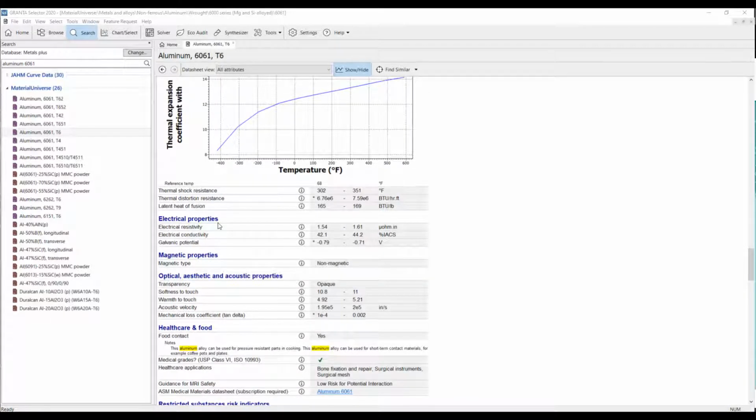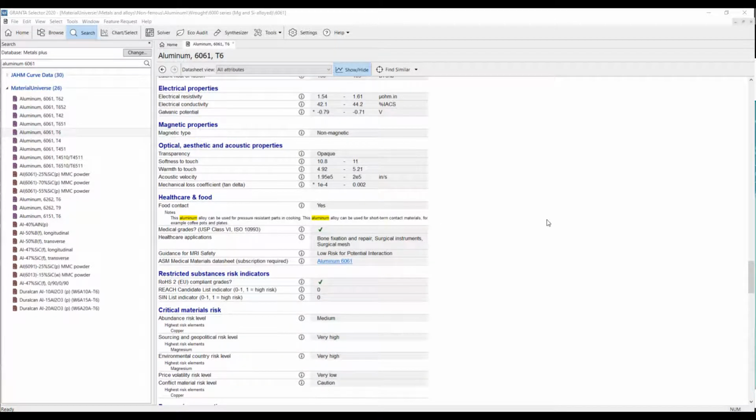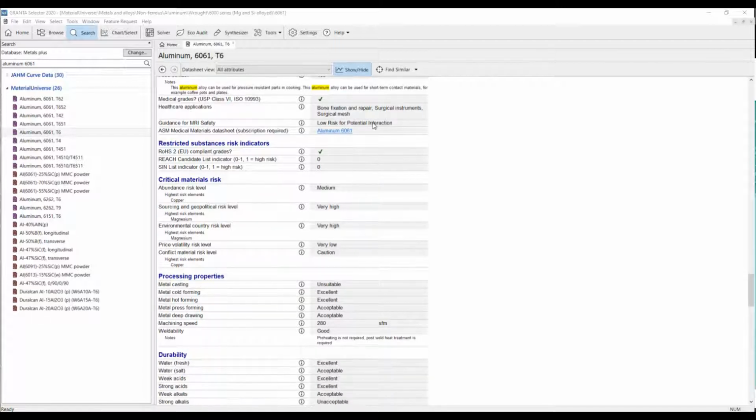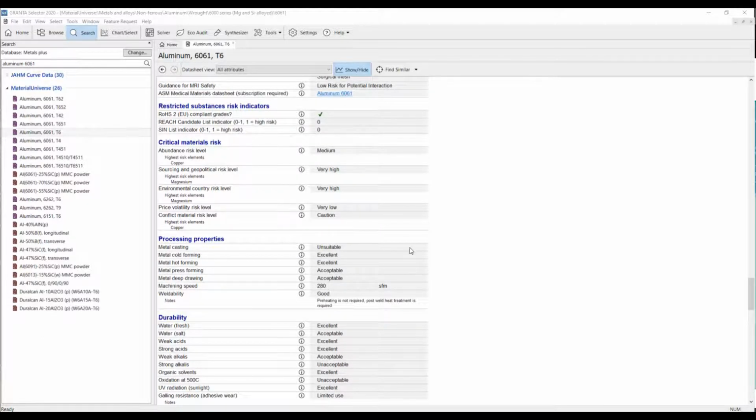Then moving on, we have electrical properties, magnetic properties, optical, aesthetic, and acoustic properties, healthcare properties. This can be useful for healthcare applications, and it lists some examples of applications this material has been used for before. They also have guidance for MRI safety. It's useful for choosing metals for medical applications. They also have materials risks, such as the abundance risk or any sort of availability issues you may run into with this material.